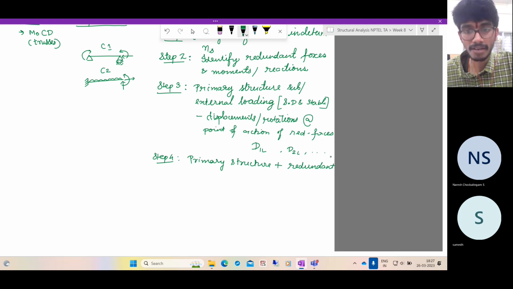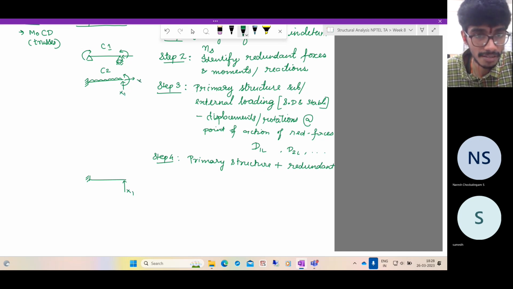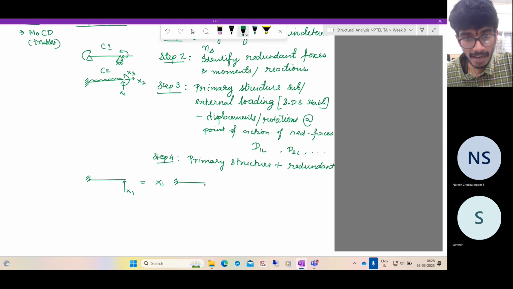Since we are limiting ourselves to linear elastic analysis, we can use the principle of superposition. If you have the primary structure subjected to a redundant force x1 like this, let me call this x1, x2, and x3, you can always consider this as a scaled version. Whatever the bending moments, stresses, displacements, everything that is obtained is just multiplied by what is obtained when we apply a unit load at the same point.